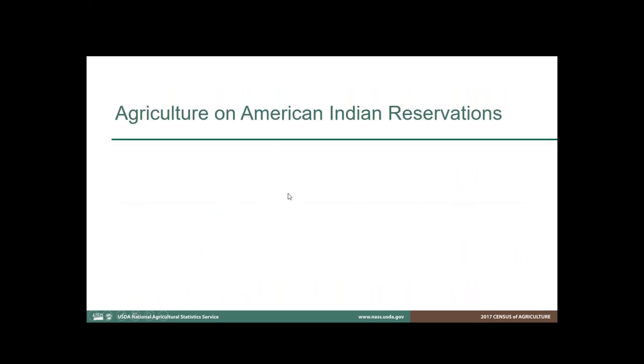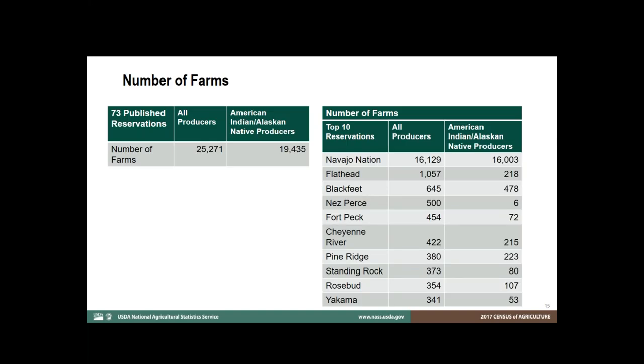One of the things we're able to do on the census is we have a section on the census form that says, did you grow crops or produce livestock within the boundaries of an American Indian reservation? Then we take the data from the census form, tabulate it against all the other data in the census, and produce a report about agriculture on American Indian reservations. I'm just going to highlight a few numbers. We published data for 73 reservations, and we found that there were 25,000 farms that operated at least in part on an American Indian reservation.